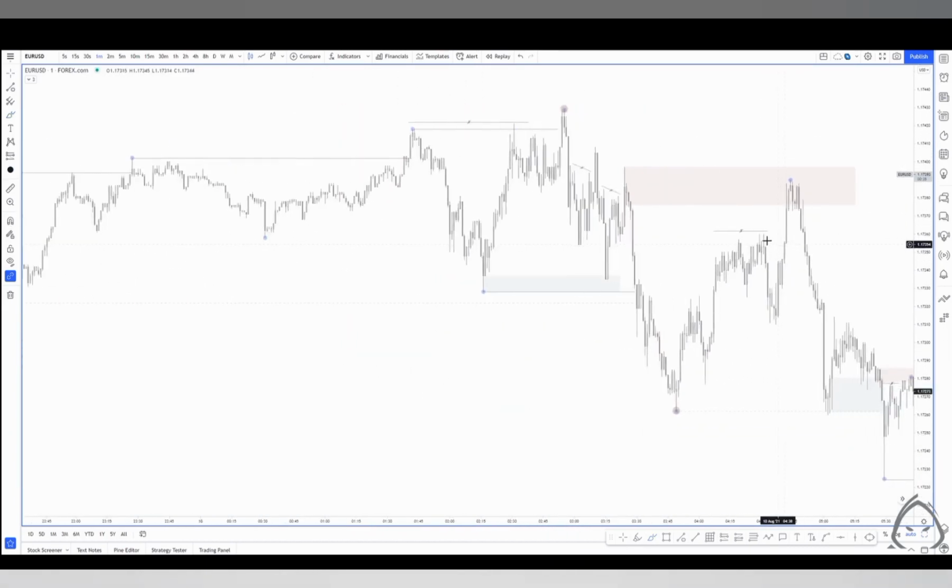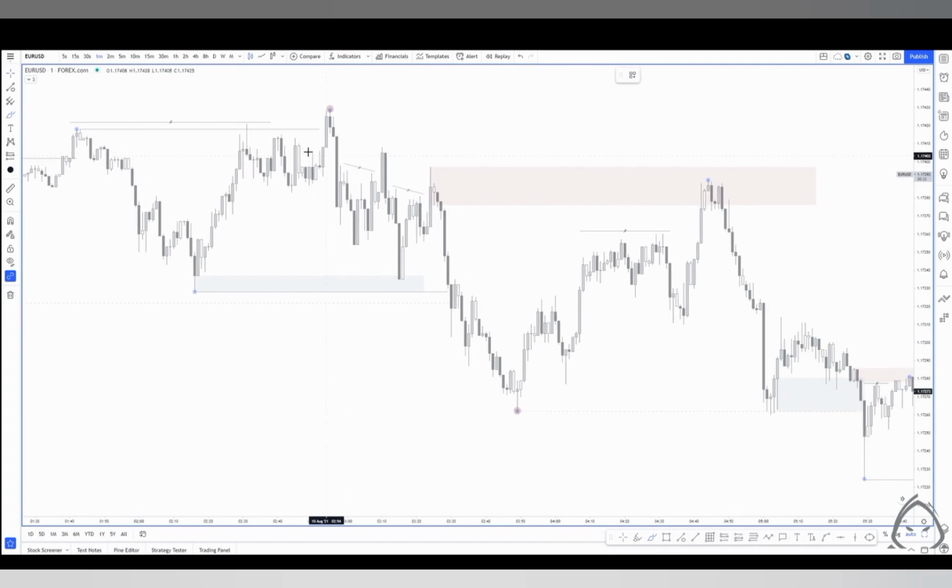and what we can see is the first supply zone doesn't really get interacted with. As we can see, price then moves to the downside. We take liquidity, we create a supply zone, we break structure, and we take liquidity, which is why this is a valid supply zone. And what we can see is this supply zone right here is valid because we take liquidity, we break structure, and we mitigate a previous supply zone.